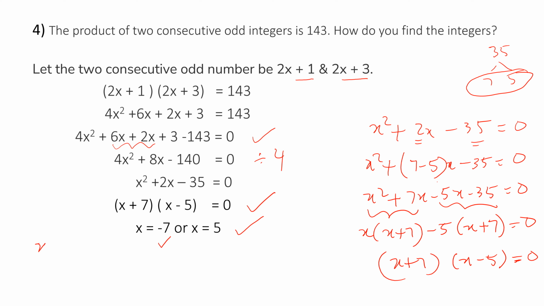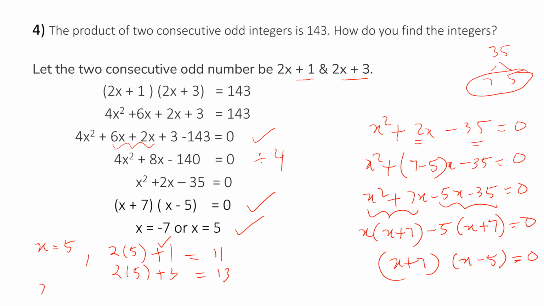So if you take x is equal to 5, then the numbers will be 2 into 5 plus 1, which is 11, and 2 into 5 plus 3, which is 13. 11 and 13 are the consecutive odd integers. In the same way, you can take the negative integer also, x is equal to minus 7.